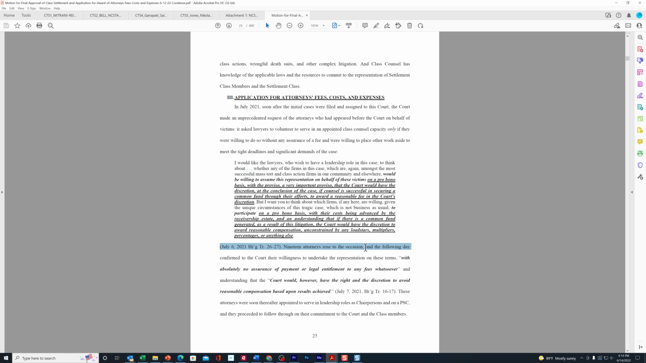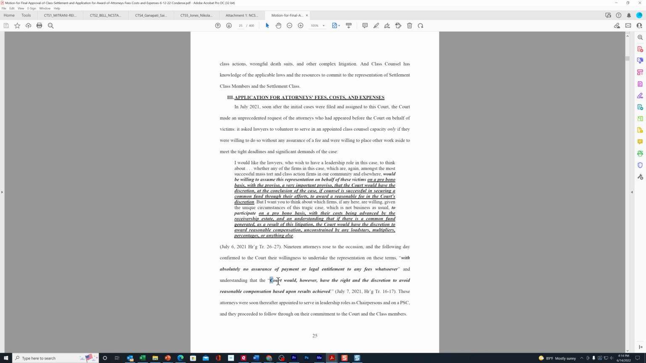19 attorneys rose to that occasion, and the following day they confirmed to the court their willingness to undertake the representation on these terms, with, it says it right here, no assurance of payment or legal entitlement to any fees whatsoever. So they took a gamble. They were hoping that they would get into this and be able to get a decent settlement. Nobody knew that the settlement would balloon up to $1 billion and so fast without a whole lot of resistance.